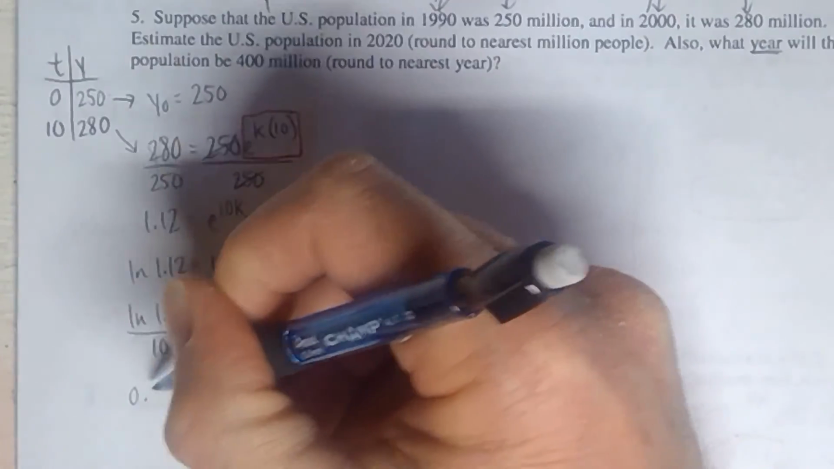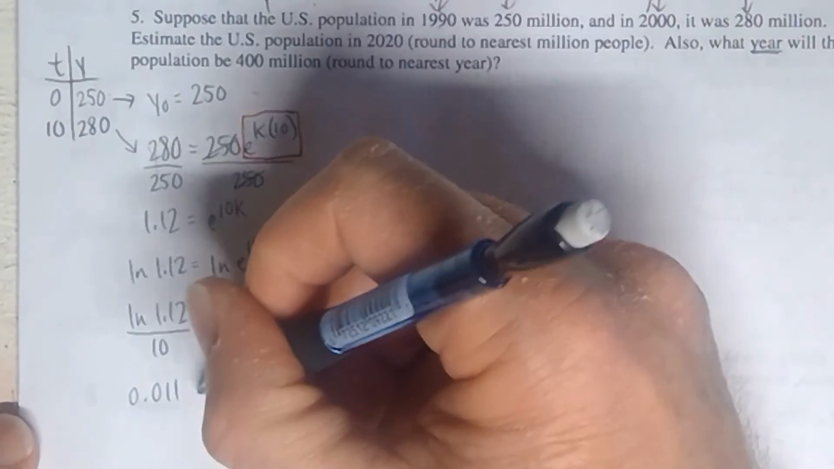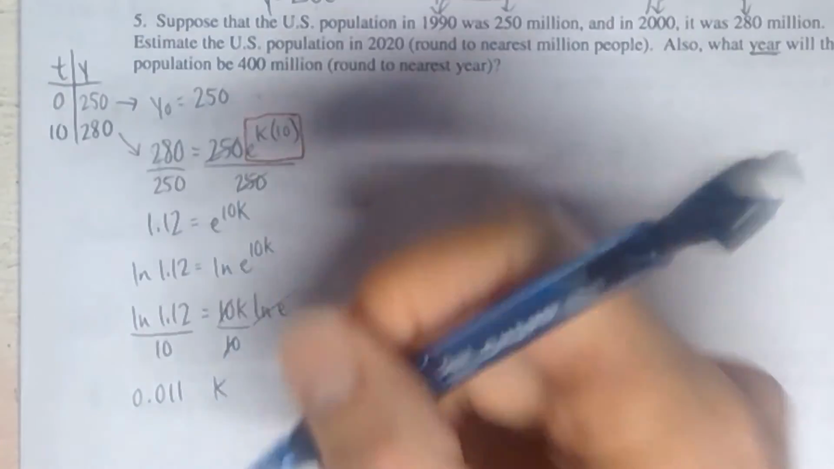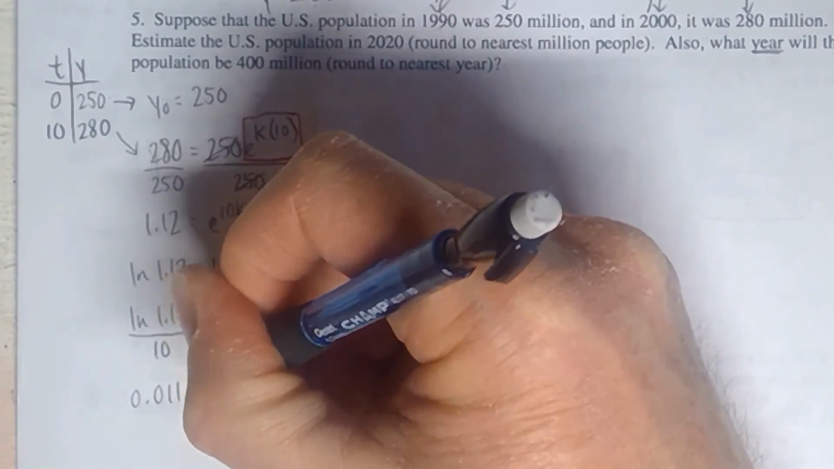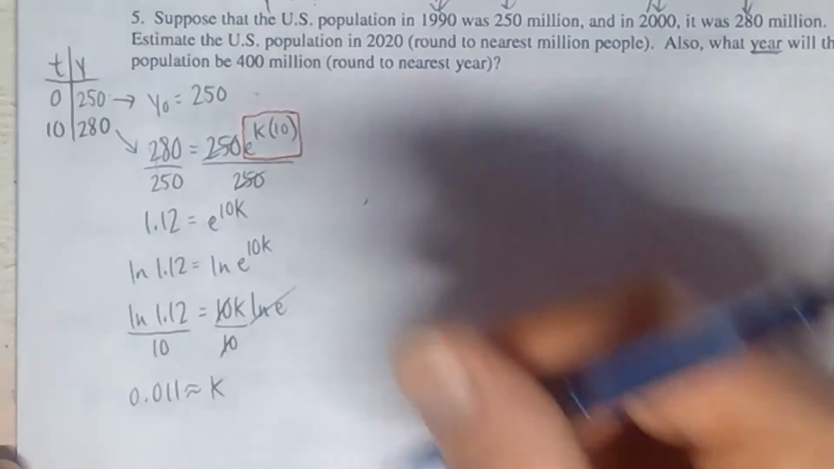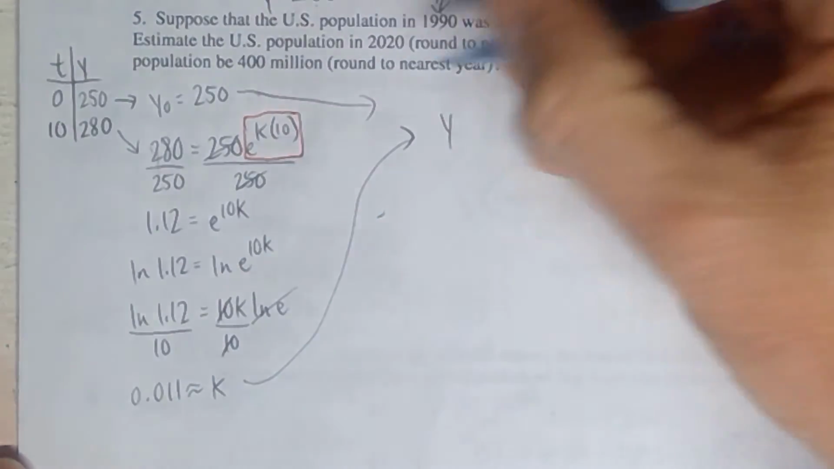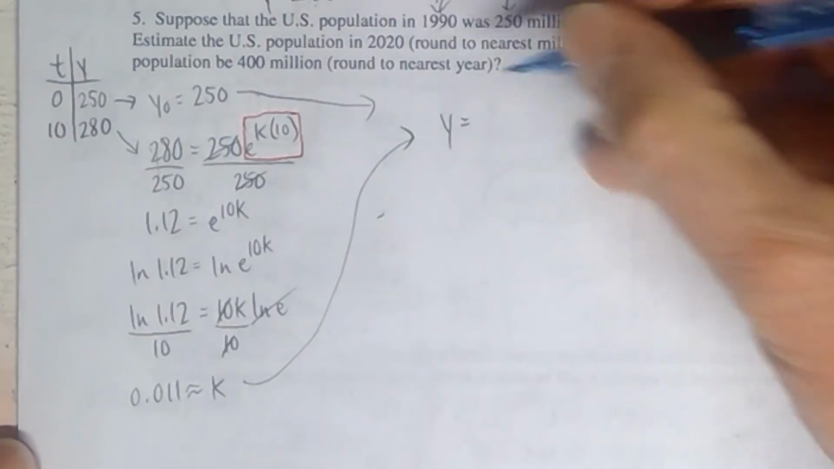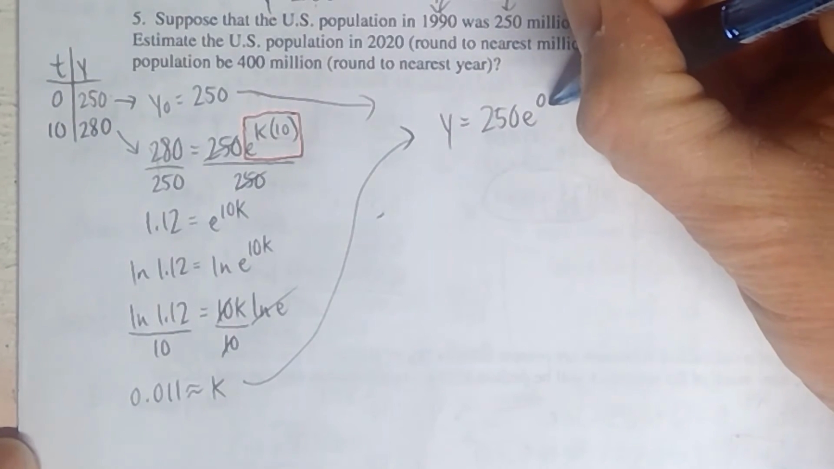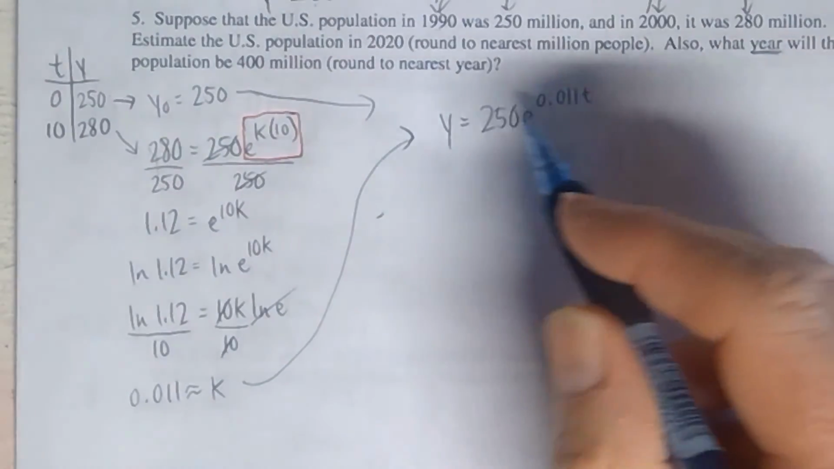So notice that the k number is positive this time. This is not a surprise because this population is growing, not decaying. You don't have to put the squiggly equal sign here, but I just like to do that to indicate that we rounded it off. It's approximate, it's not exact. So what do we got now? Now that I know what the k is and I know what the y naught is, I now have a fully operational formula here. It is y equal to 250 e to the, and then you put the k number in there, with or without the 0 in front, it doesn't matter. And there is your formula right there.